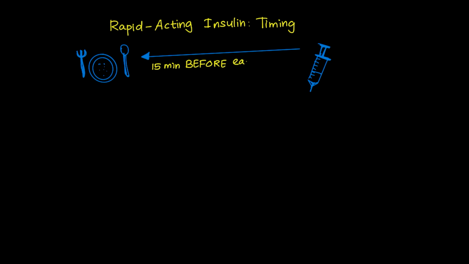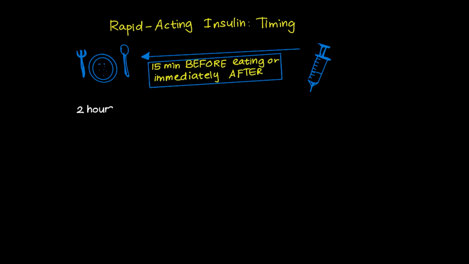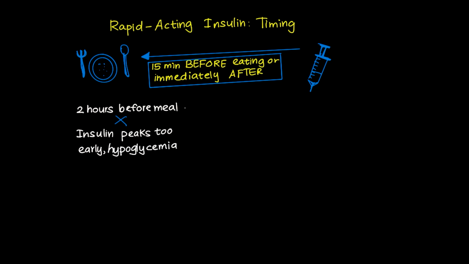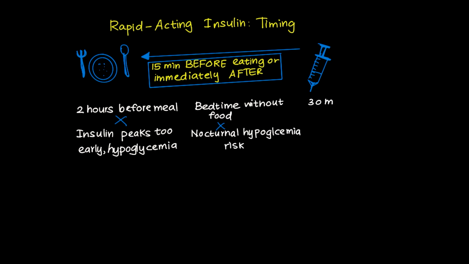This way the insulin peak lines up with food absorption, and the glucose from the meal meets the insulin right on time. If you give it 2 hours before a meal, the insulin peaks long before any food hits the bloodstream. The patient crashes into hypoglycemia with no glucose available to save them. Giving it at bedtime without food is a recipe for nocturnal hypoglycemia, which is terrifying because the patient is asleep and cannot respond to their own dropping sugar. Waiting 30 minutes after eating misaligns the insulin peak with digestion and lets blood sugar spike unchecked first.